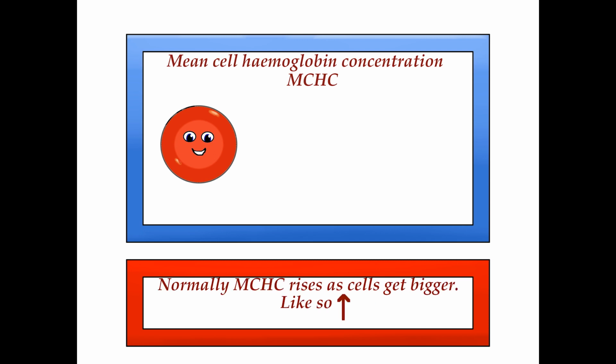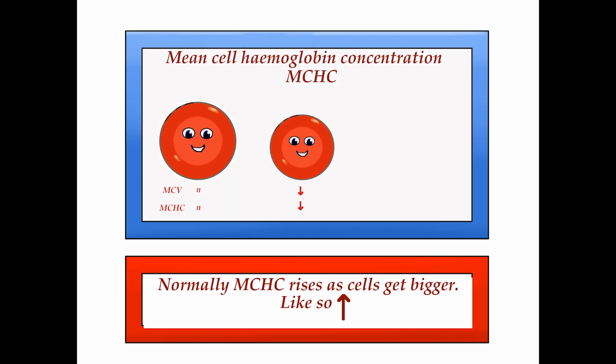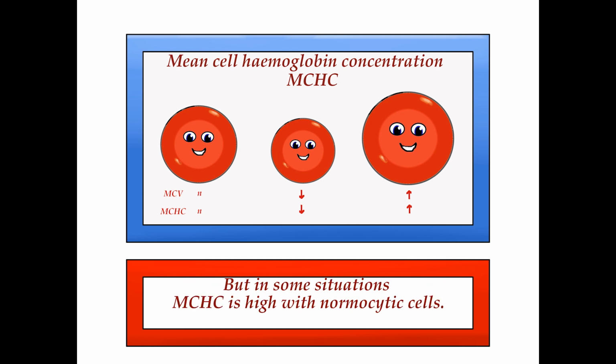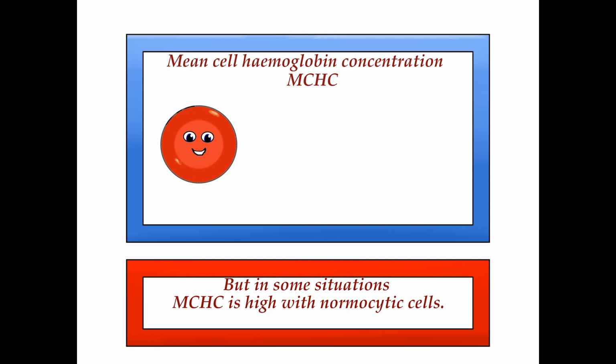Generally, MCHC follows MCV, so the mean cell volume we mentioned before. So it's normal in a normocytic anemia, low in microcytic anemia, and high in a macrocytic anemia. But there are a number of conditions where MCV is normal, but MCHC is high, because the shape of the red cells alters the amount of haemoglobin that fits in the cell volume.